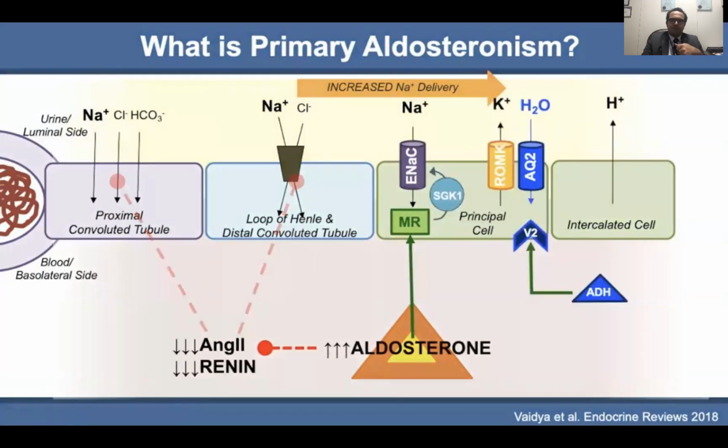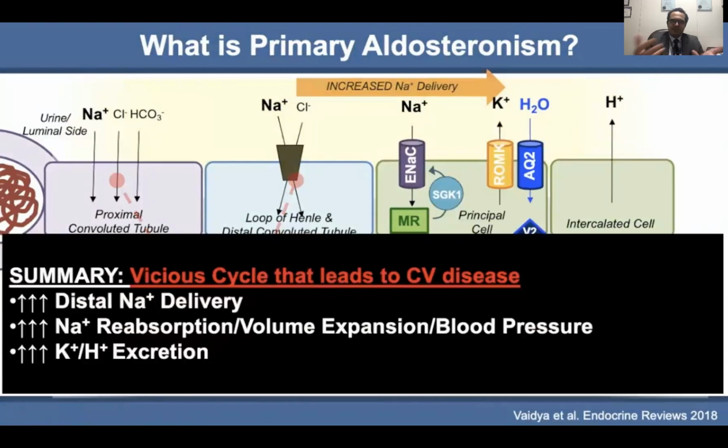So basically, this leads to a vicious cycle that has CV sequelae: this distal sodium delivery, and then the reabsorption of sodium, volume expansion, blood pressure, and in turn, the excretion of potassium and hydrogen ion. There will be more and more sodium reabsorption that will cause more and more sodium delivery distally, and that will be reabsorbed, and so on and so forth.